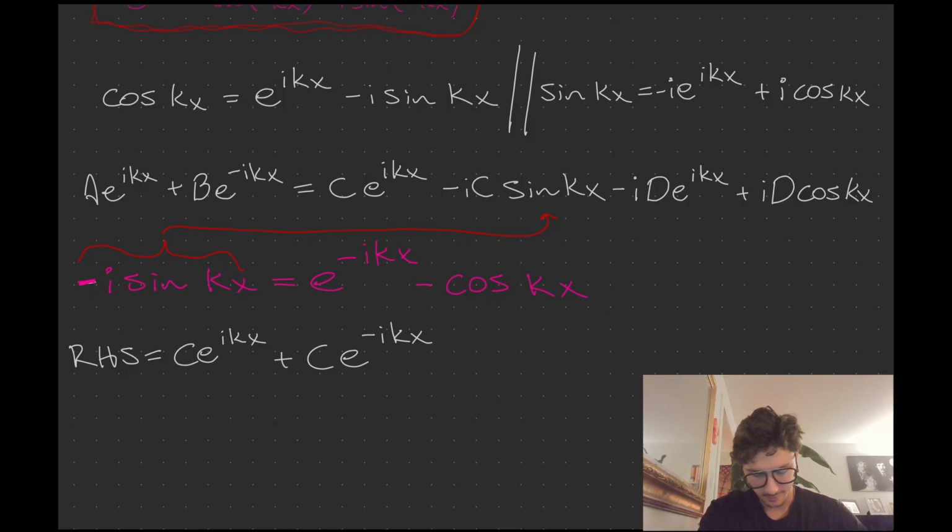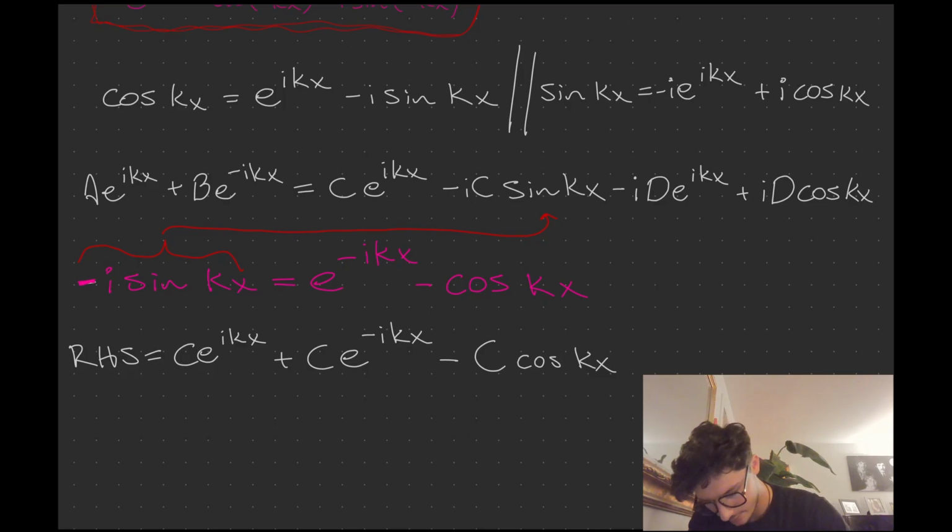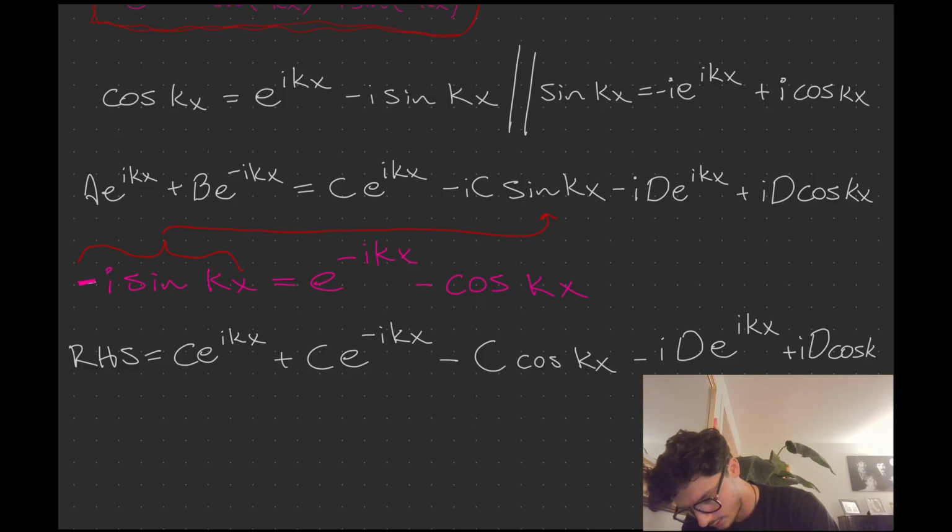24 minutes, bro. This video is going to be 4 hours. Let's keep bulldozing, though. So it's plus here, plus c e to the i kx. And then we have a minus c cosine kx. I still don't feel great about this. I feel like I'm just gonna be making substitutions forever.